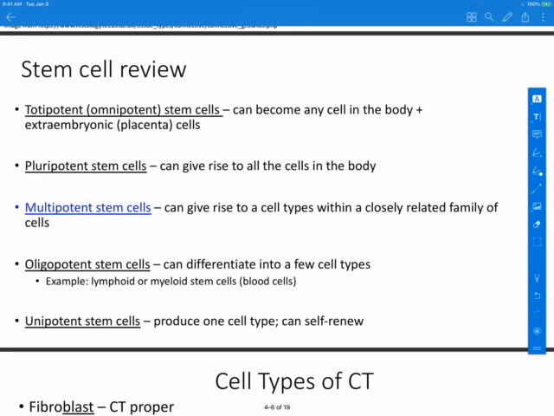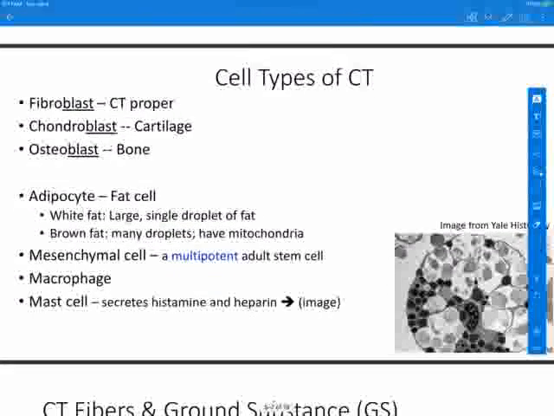Now the unipotent stem cell, they can only produce one cell type, but they're considered to be stem cells because they can self-renew, and so it makes them different than progenitor cells. Okay, so again, want to remind you that multipotent stem cells can give rise to all of the cell types within a closely related family of cells. And the reason I reemphasize that is because I wanted to talk about the cell types of the connective tissue.